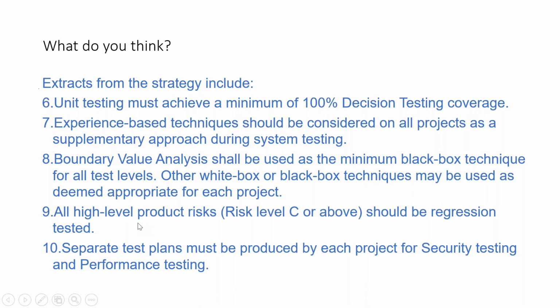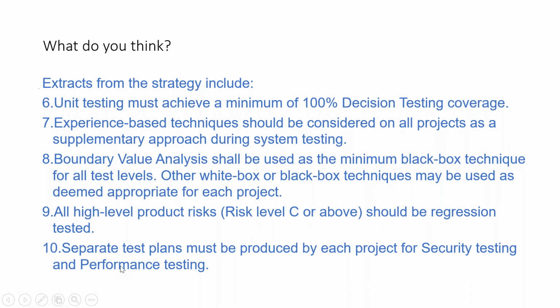Ninth, all high-level product risks, that is C and above, C and D, should be regression tested. So whatever tests you created for any module, wherever the functionality is having C or D kind of risk level, you have to pull all of them and keep it as a regression test suite. For future regression testing, you have to use risk level C or above.